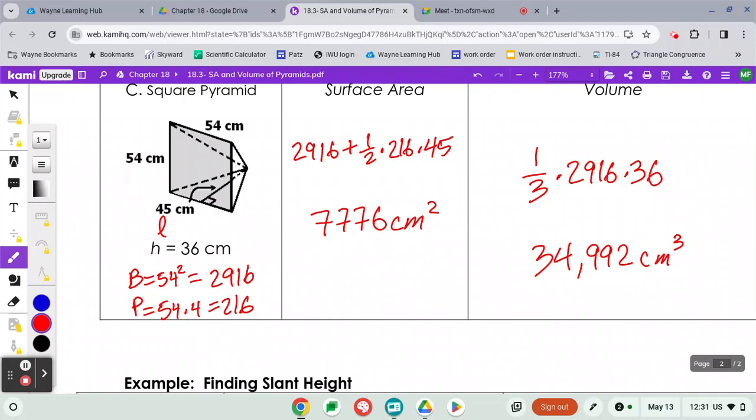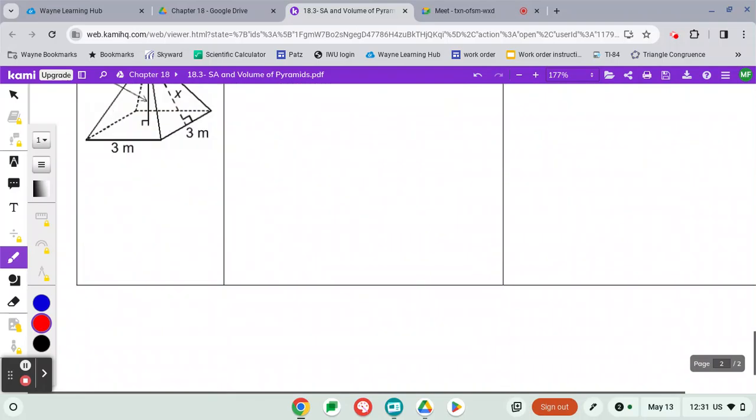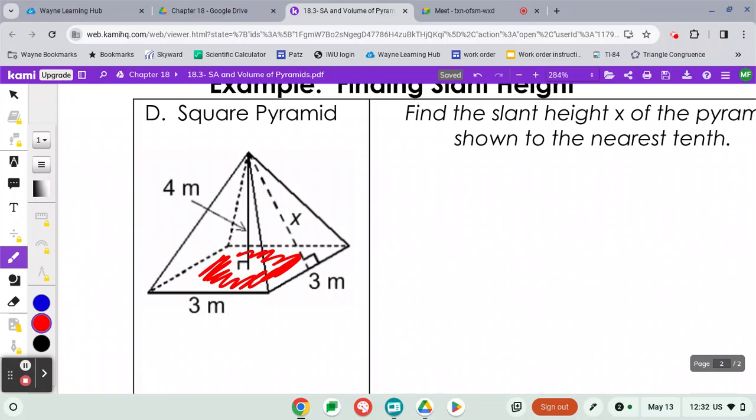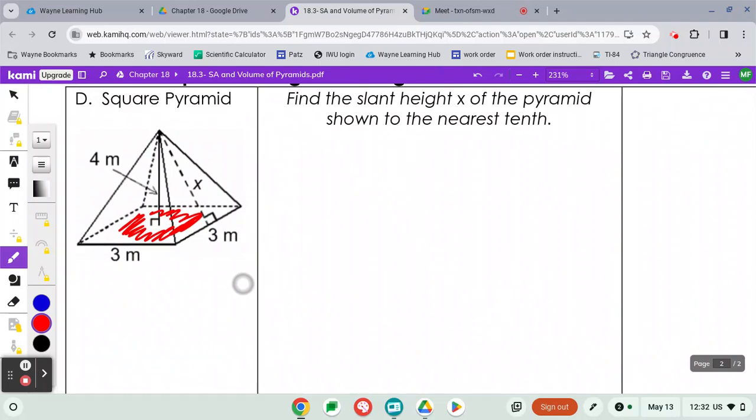All right. Last one. Okay. Let's start by analyzing this. So, everyone looking at the picture, what is the shape of the base? Square. And what do we know about the sides of the base? How much are they? 3. Okay. Now, what do we know about our height? What do we know about our slant height? We don't. It's x. Okay? Pay close attention. This says we need to find the slant height, or x, of the pyramid. Show it to the nearest tenth.